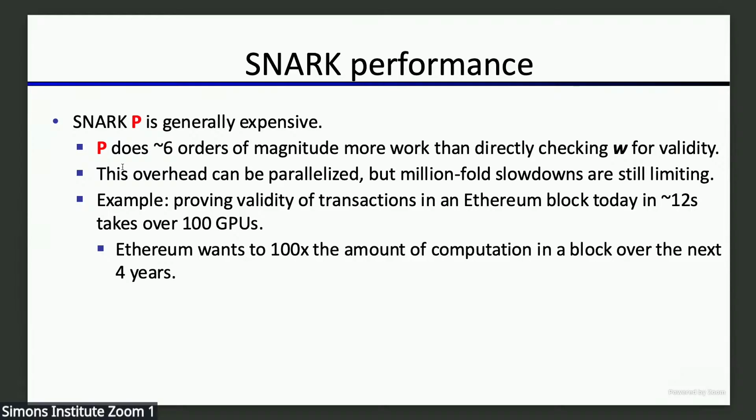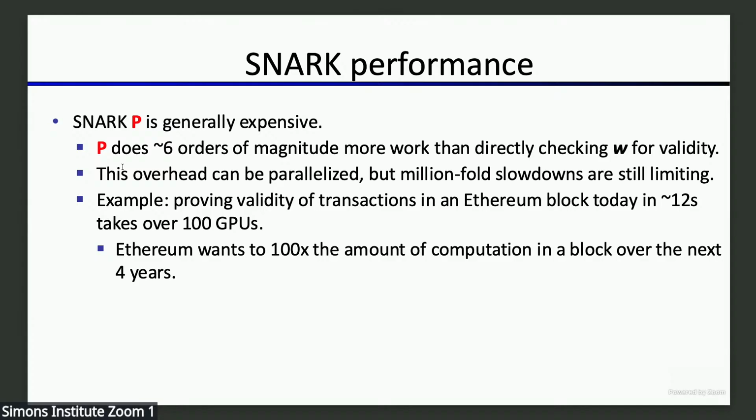Now, to be clear, this million-fold overhead is highly parallelizable. You can throw hundreds of GPUs at running the prover in a parallel way, and try to eat away at this overhead so you're not waiting forever for the proof to come out. But still, million-fold overheads are not okay except in very limited applications.